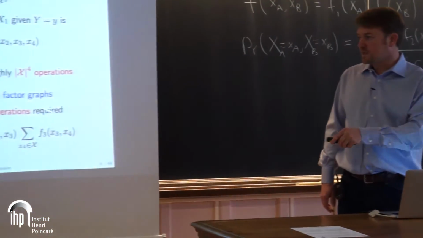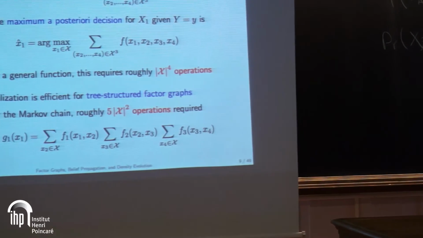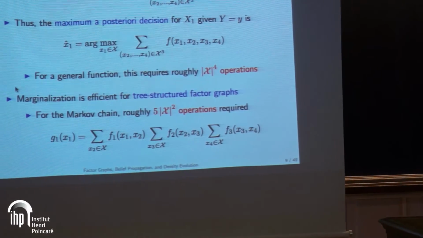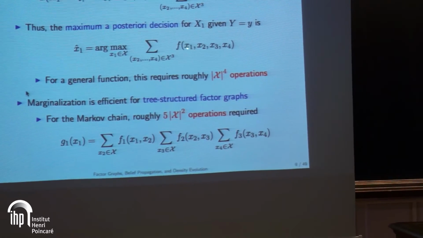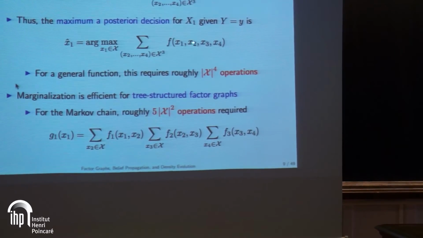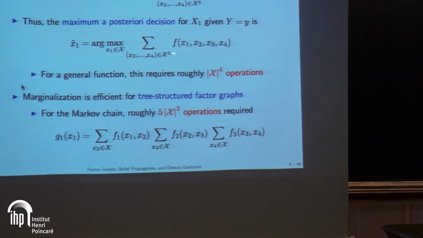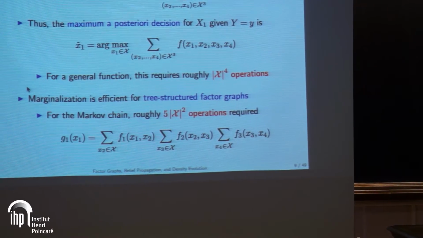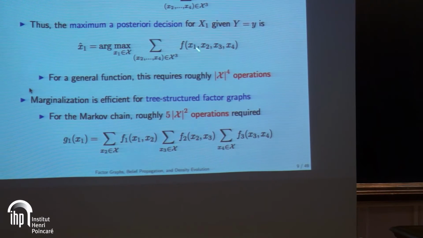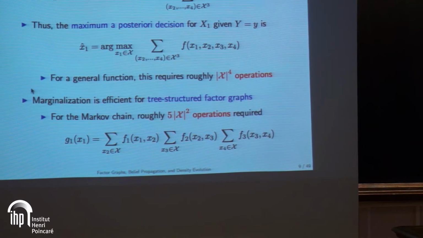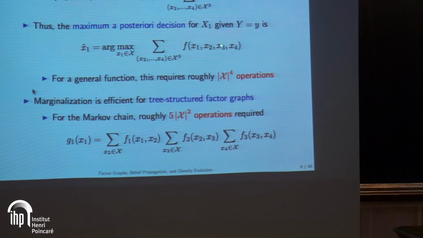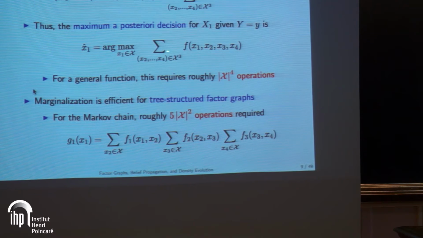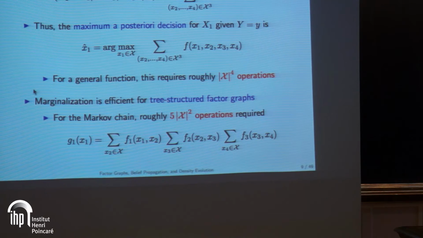But for this Markov chain example, which is a tree, we want to get some idea of how many operations are taken. To compute this sum for every value, the way to think about this is I'm going to sum over x2, x3, x4 for every value of x1. I'm going to assume that all my x's are taking values in this calligraphic X alphabet. Basically, I have to do cardinality cubed terms to sum for each x1, and there's that many x1. So I basically have order cardinality to the power 4.